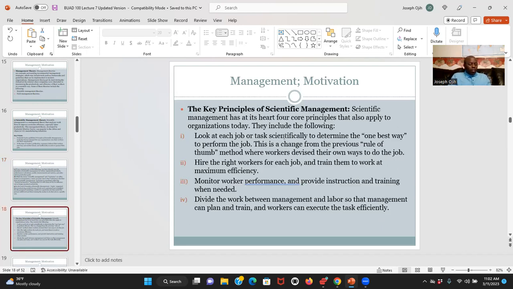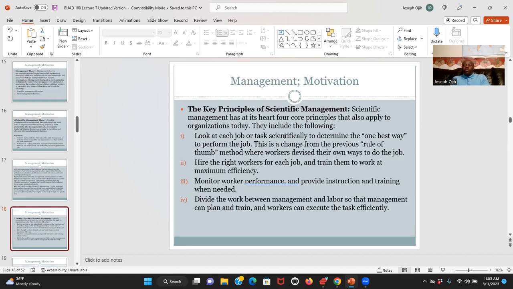Now, we can summarize the key principles of the scientific management theory. There are 4 core principles, and they still apply to organizations today. The first one is this: look at each job and task scientifically to determine one best way to perform the job. Remember, you analyze the workflow. You figure out the best way of doing that task. This is a change from the previous rule of thumb method where workers devise their own ways to do the job.